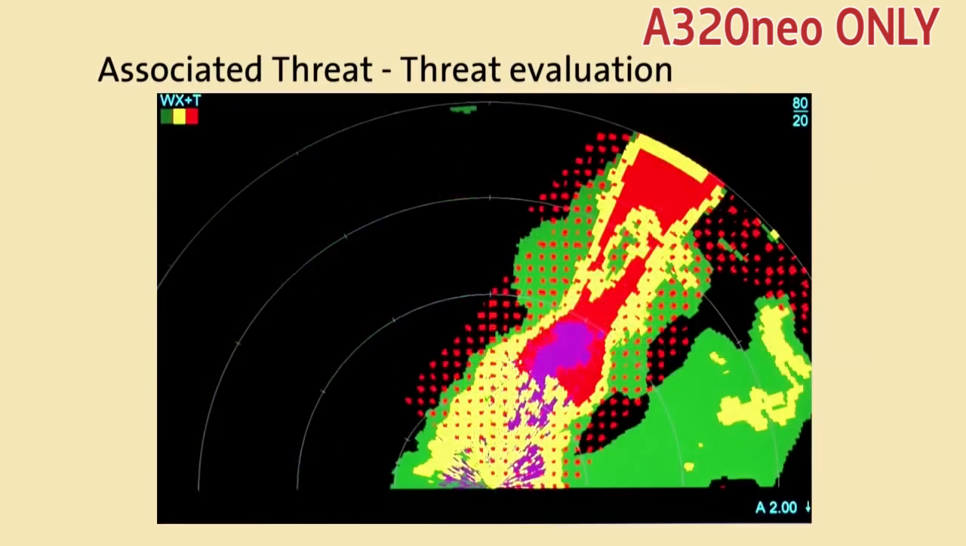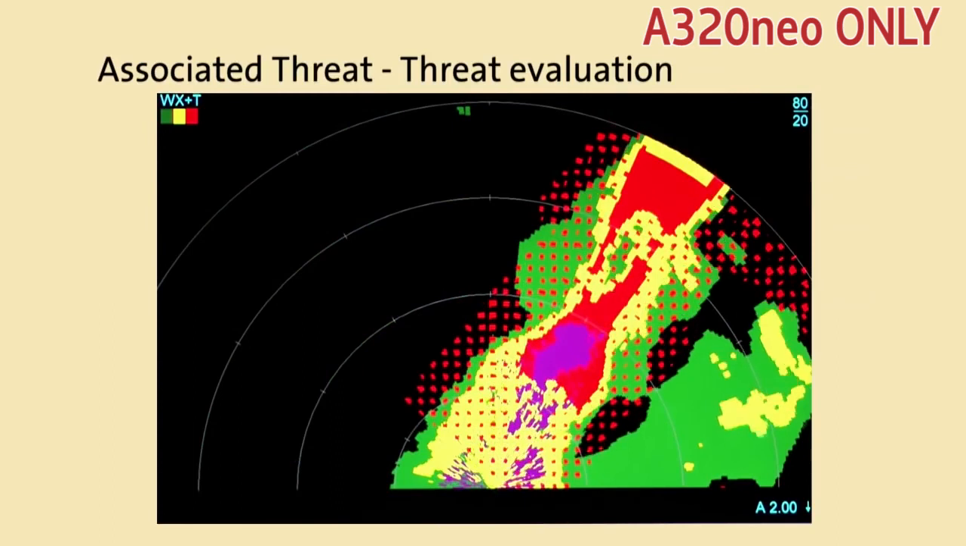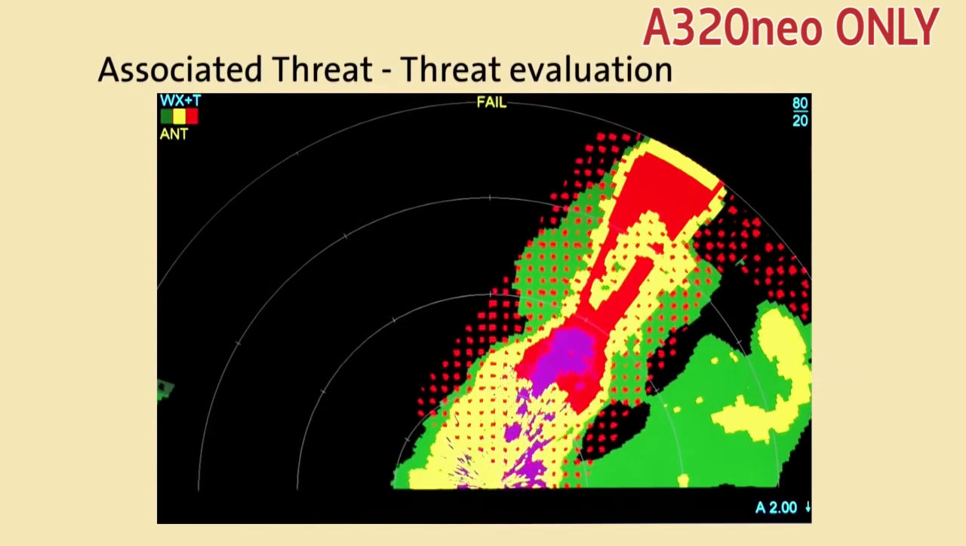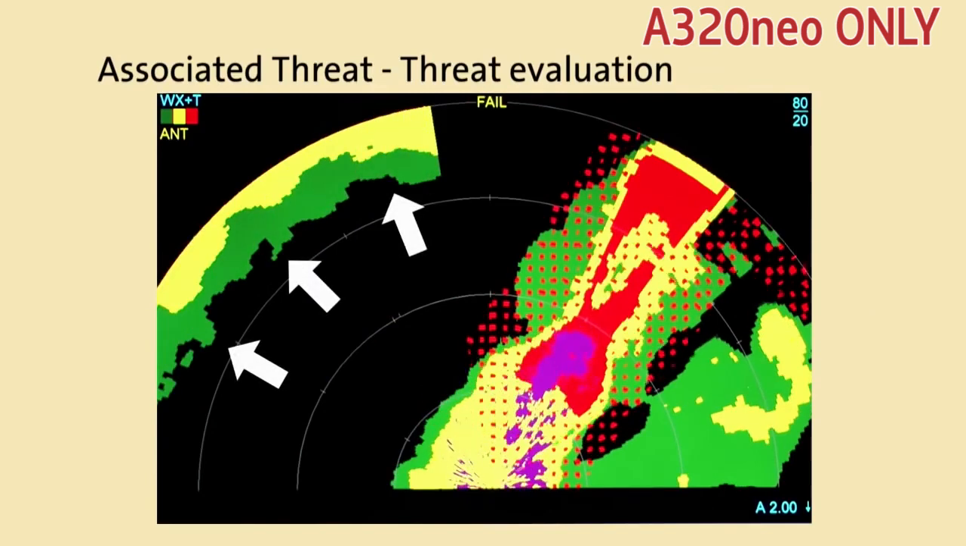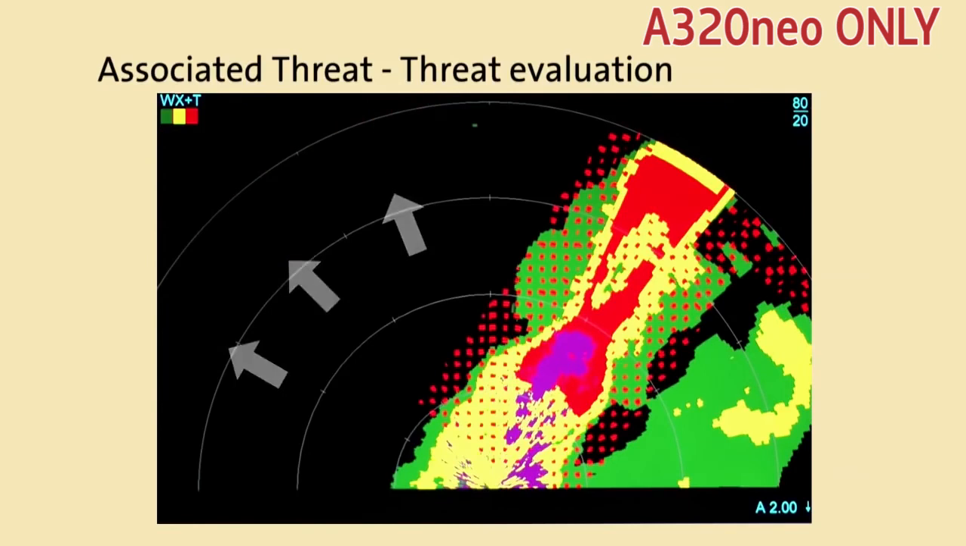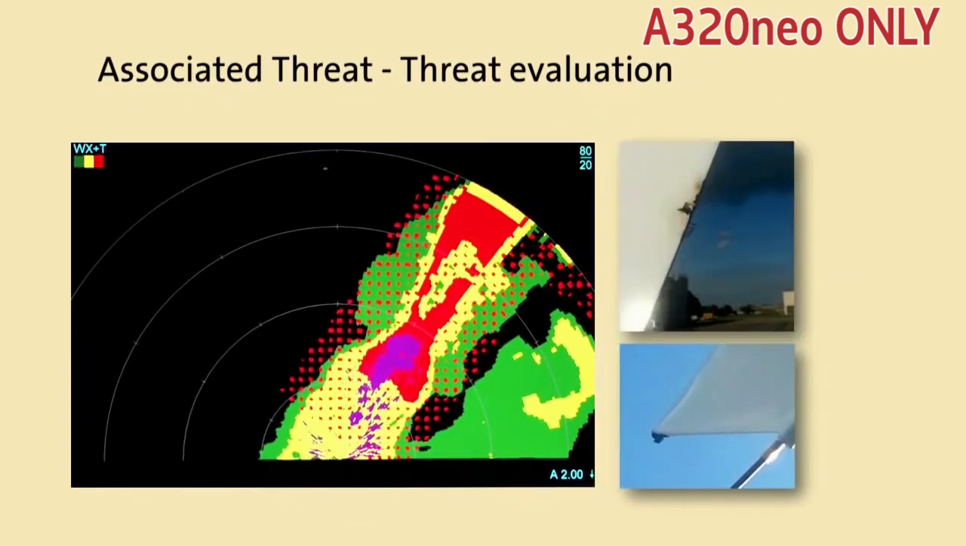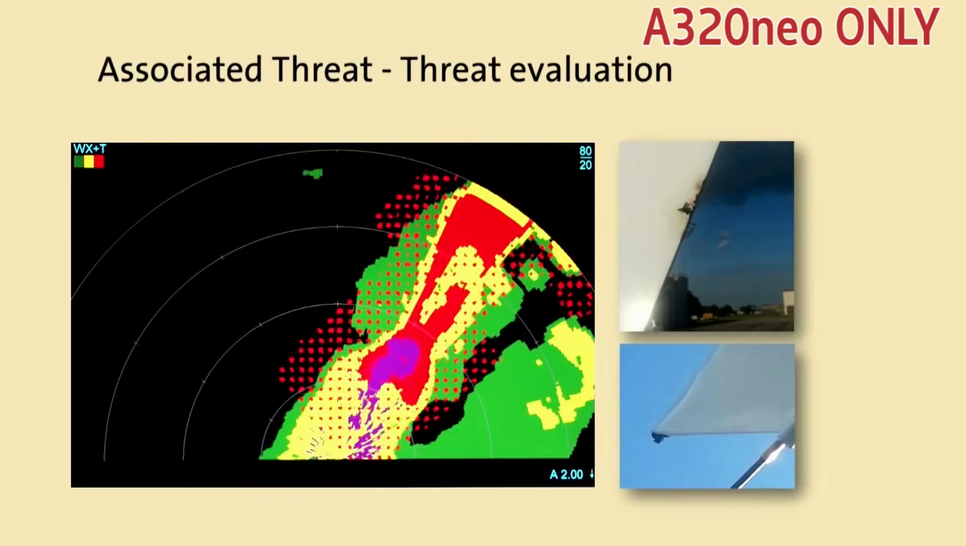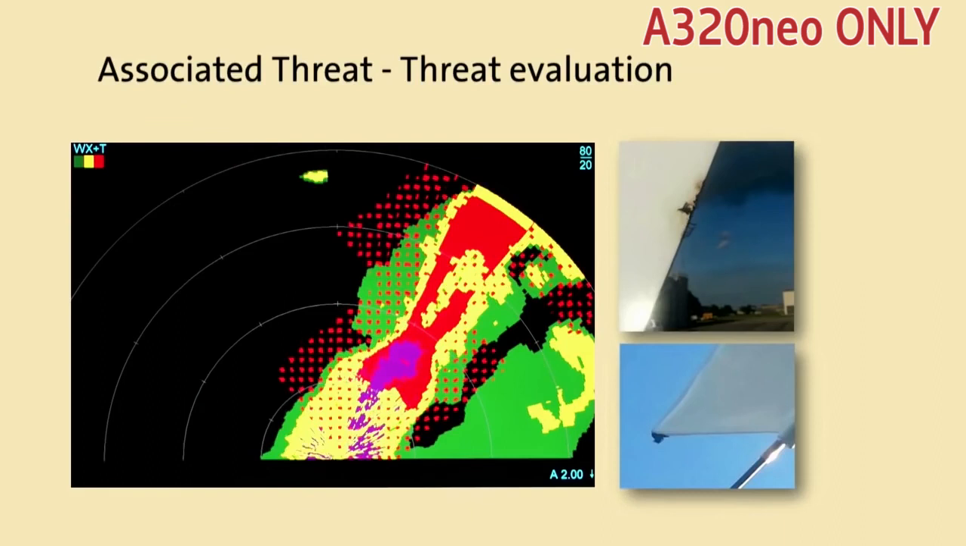To illustrate, note that right as the aircraft arrives at the edge of this mature cell associated threat icon, the radar indicates fail and ground clutter flashes on and off the display. This occurred due to the fact that the aircraft was struck by lightning and once again emphasizes the need to avoid the speckled regions when practicable.